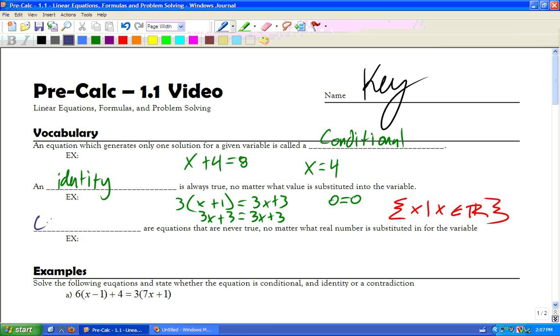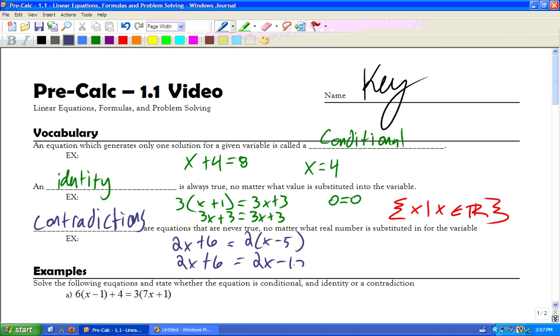Finally, we have contradictions. Contradictions are equations that are never true, no matter what real number is substituted in for a variable. No matter what, it never ever works out to be true. An example of this would be like 2x plus 6 equals 2 times quantity x minus 5. When you start solving this and you distribute, you get 2x plus 6 equals 2x minus 10. Eventually we're going to subtract 2x, and we're going to get left with 6 equals negative 10.